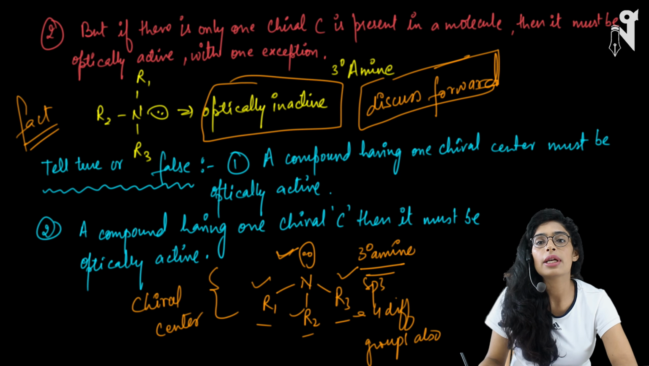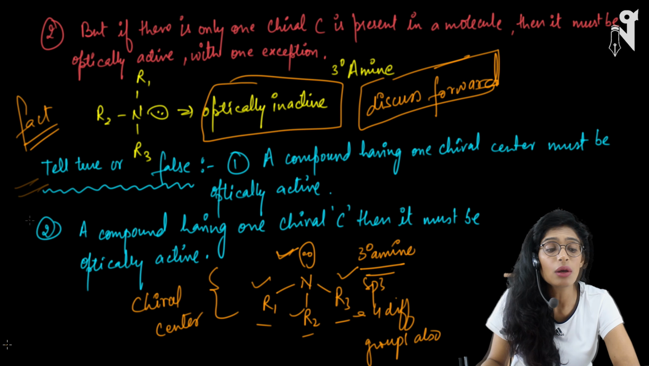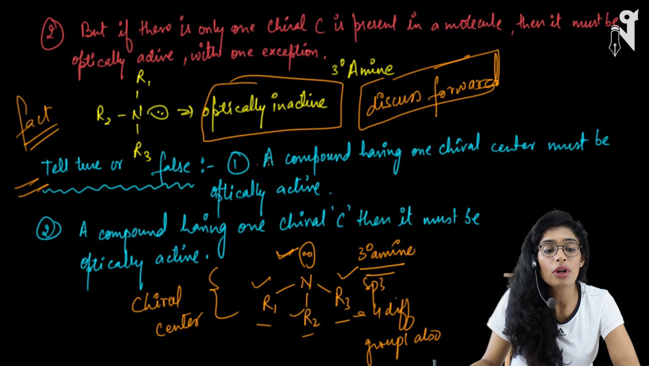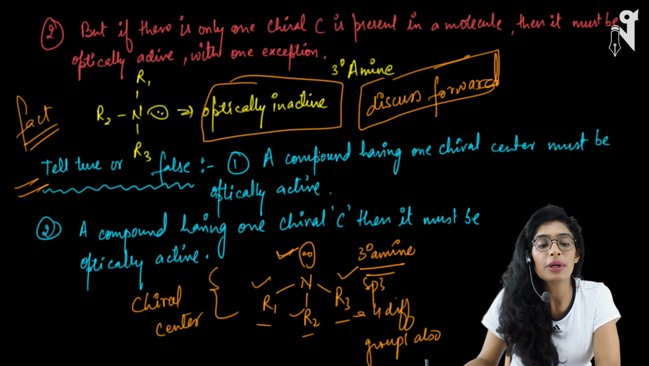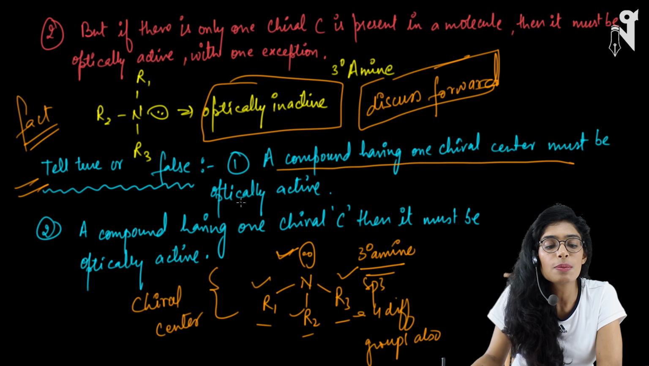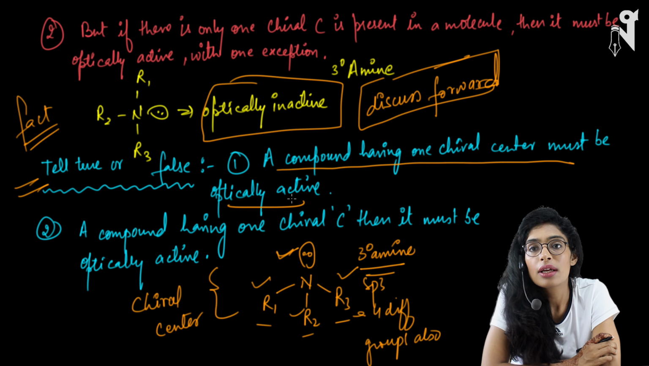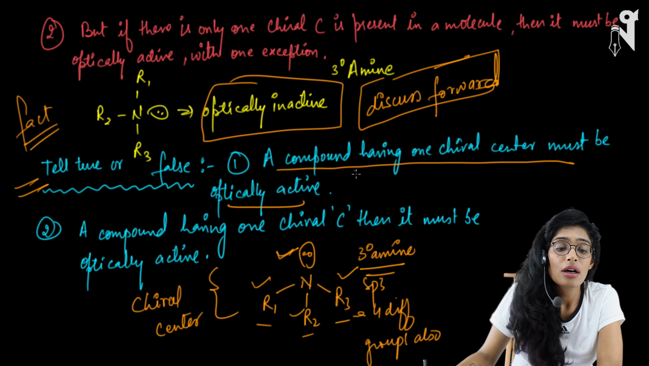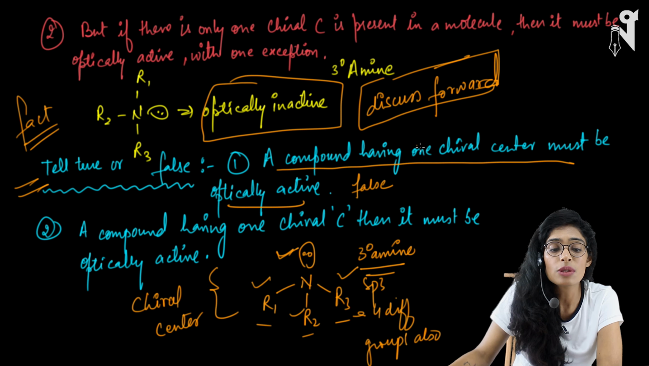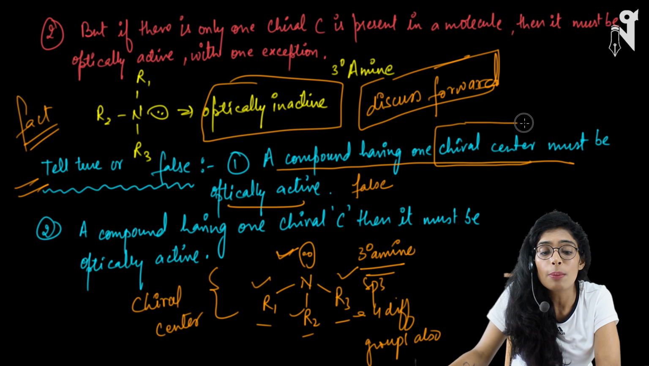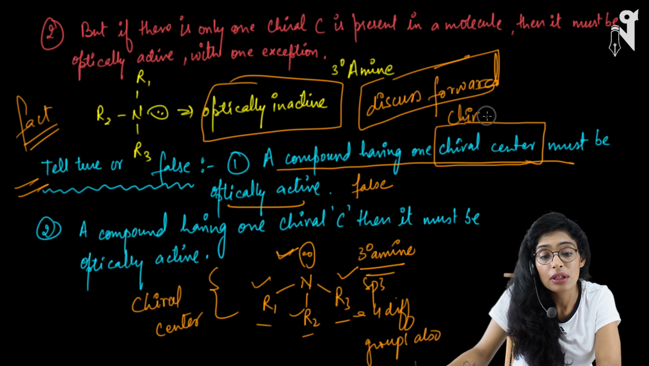Okay, now let me ask you a few questions on whatever we have learned till now. So first thing, you explain to me. Let's talk about some true and false. If you get a statement like a compound having one chiral center must be optically active, is it right or wrong? Is it true or false? This is false. Why is it false? It is false because a compound having one chiral center must be optically active is not right. A compound having one chiral carbon is right.